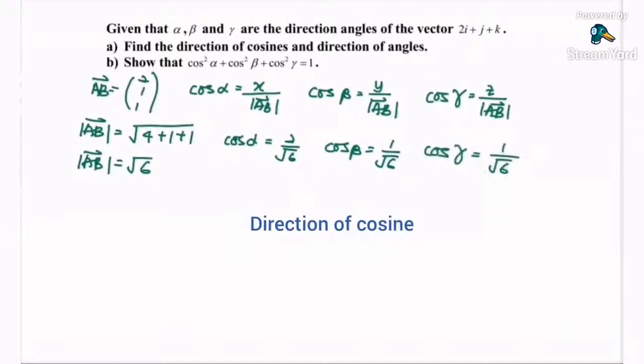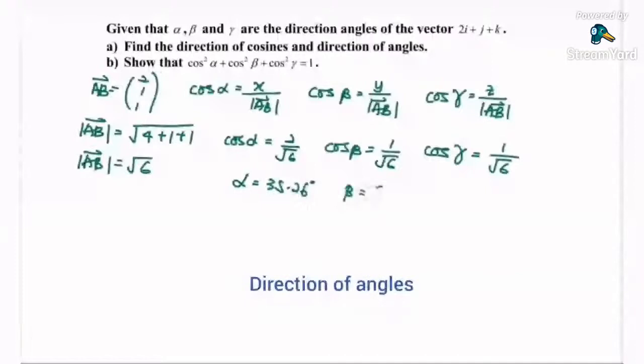As for the direction angles, alpha is equal to 35.26 degrees, beta will be 65.91 degrees, and gamma will be 65.91 degrees as well. So here we have the direction angles.